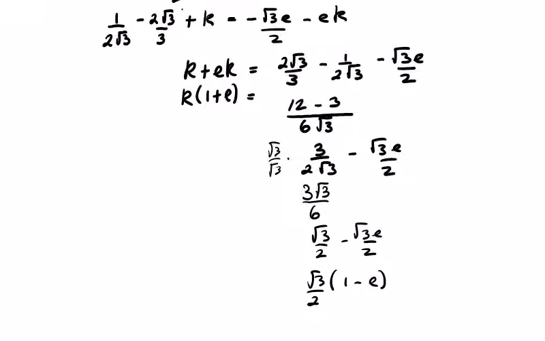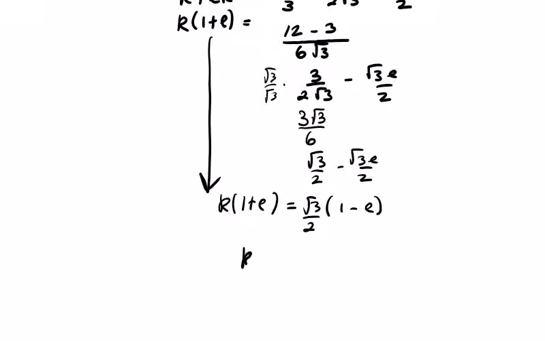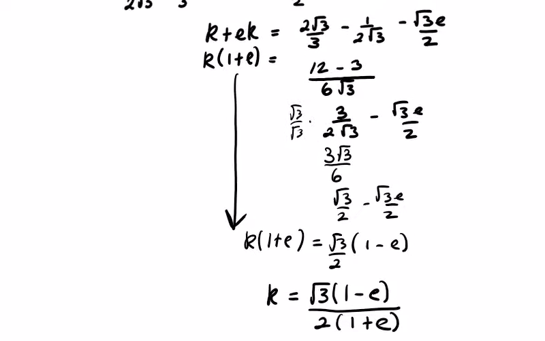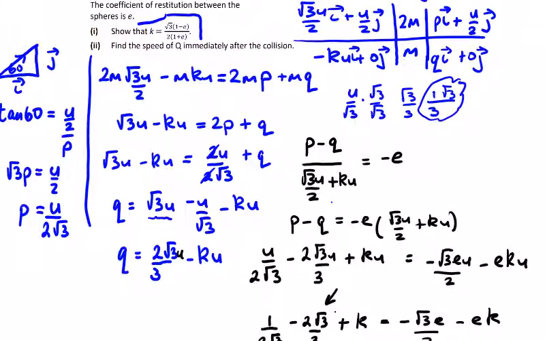And we also have on the left hand side k times (1 plus e) is equal to the right hand side. So k is going to be equal to, dividing by 1 plus e, root 3 by (1 minus e) on top, and on the bottom 2 times (1 plus e). And let's hope to God that's what they were looking for. 1 minus e on top, 1 plus e on the bottom, and root 3 over 2. So yes. And then find the speed of q immediately after the collision.